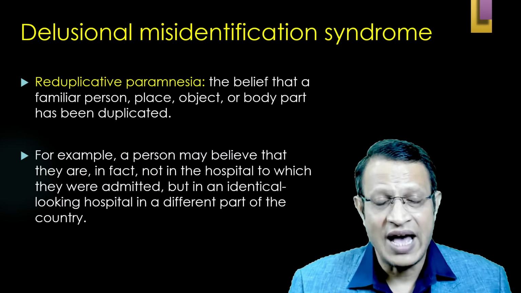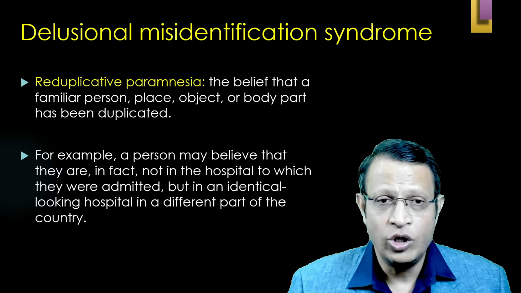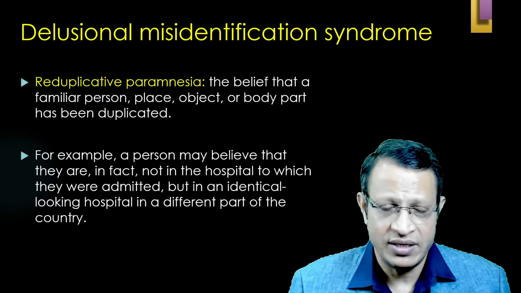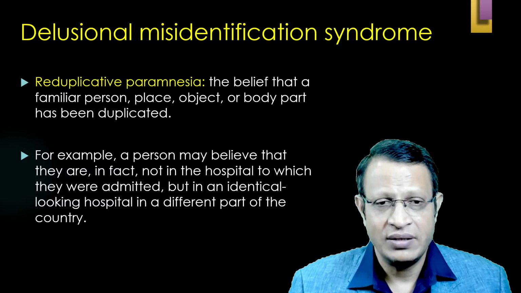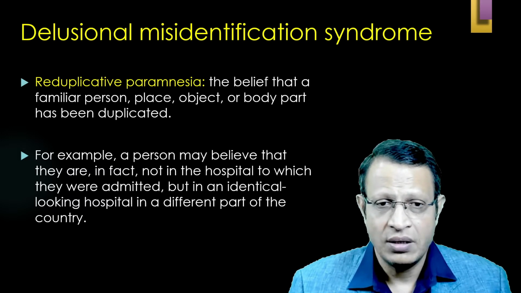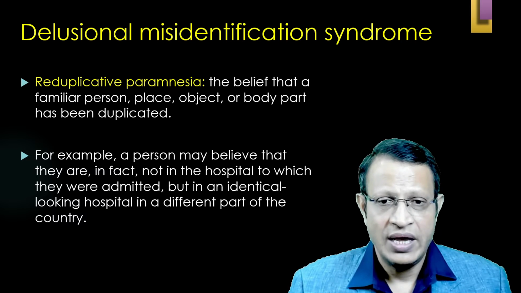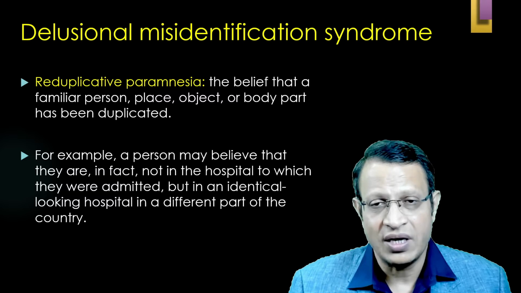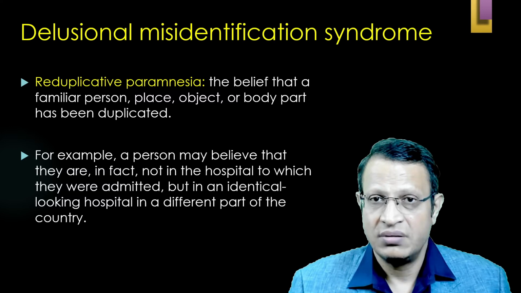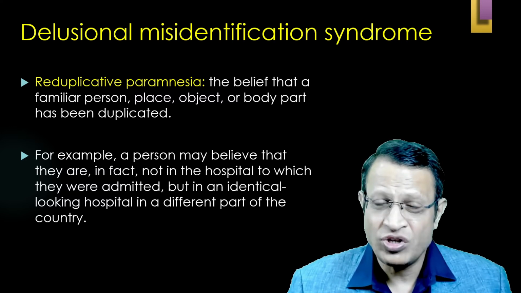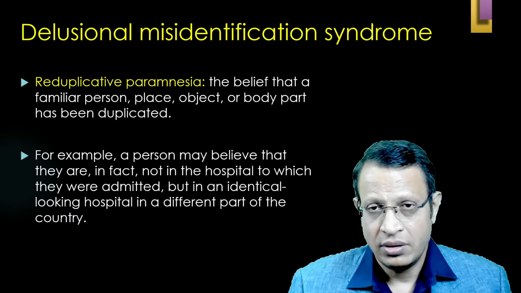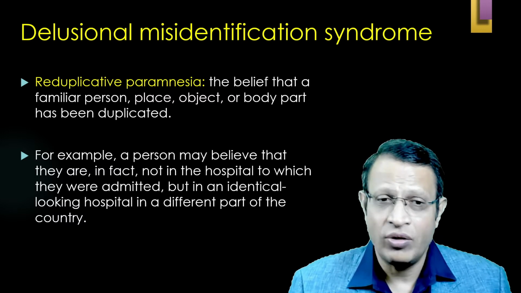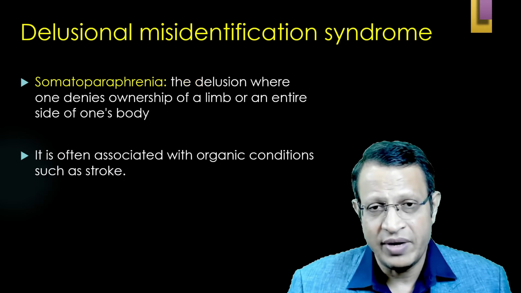Further, there is another fantastic phenomenon which is called reduplicative paramnesia: the belief that a familiar person, place, object, or body part has been duplicated. For example, a person may believe that they are in fact not in the hospital to which they are admitted, but in an identical looking hospital in a different part of the country. Here, the patient says, although he is admitted in the hospital, it is not the hospital. It is an impostor hospital, impostor doctor. A pseudo community exists around him. That is reduplicative paramnesia, my dear friends.